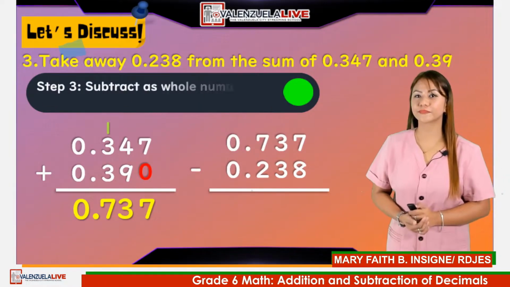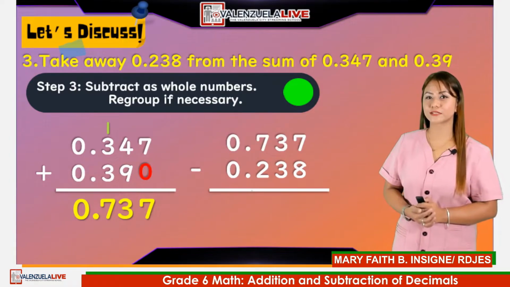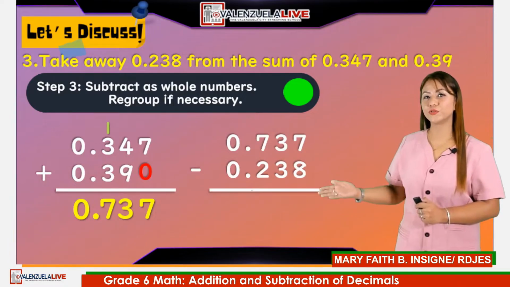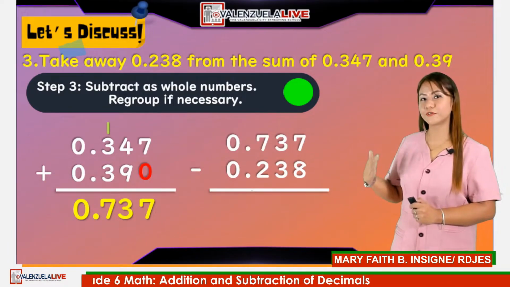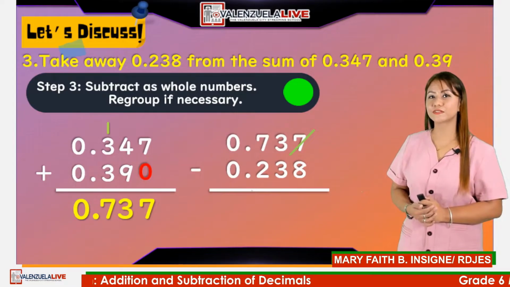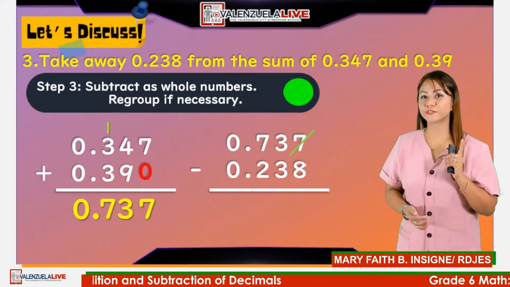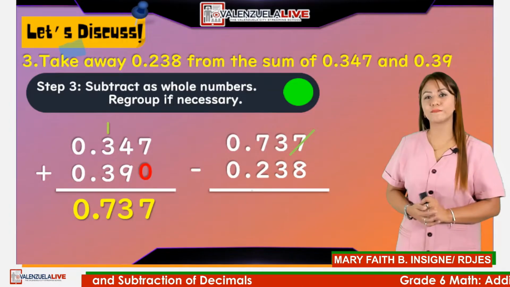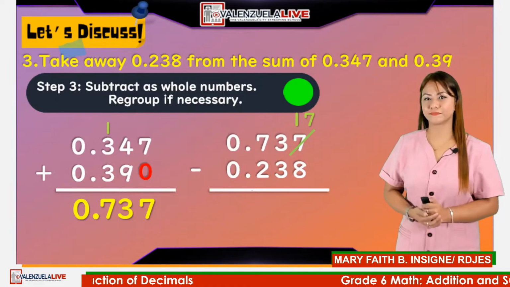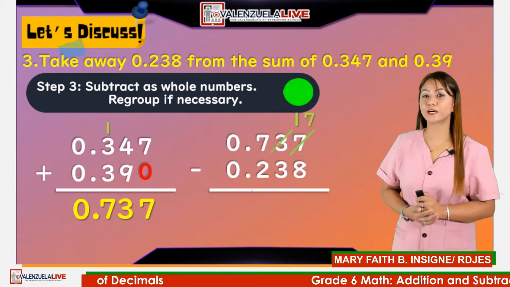Step 3, subtract as full numbers, regroup if necessary. Let's start with the lowest value, or we subtract starting from right going to left. Begin with 7 minus 8. We cannot subtract 8 from 7, so we need to apply regrouping. So 7 will become 17. And 3 will become 2.